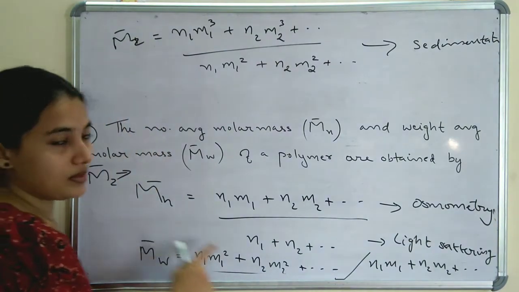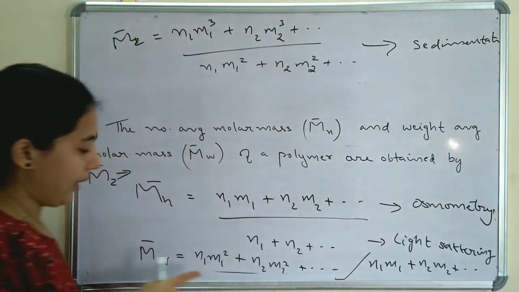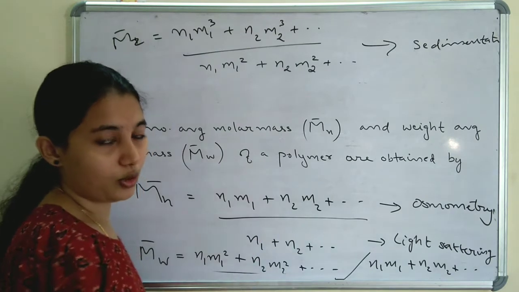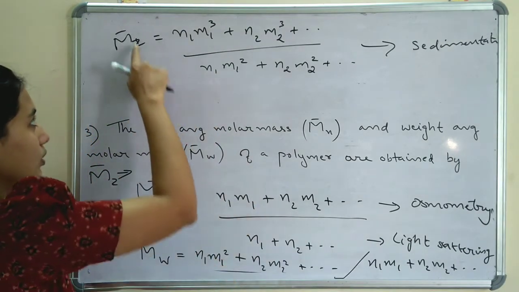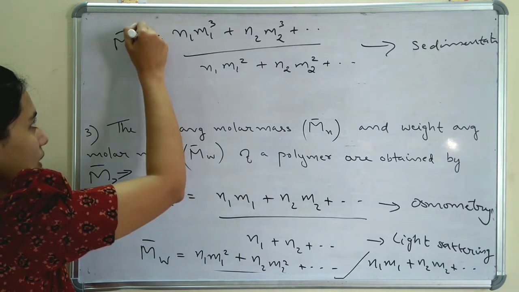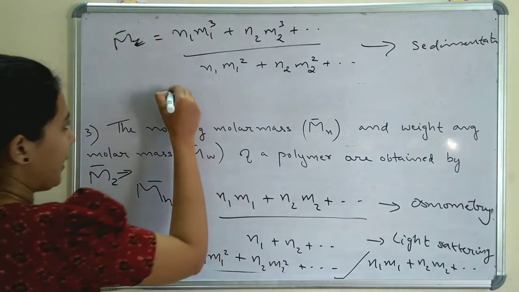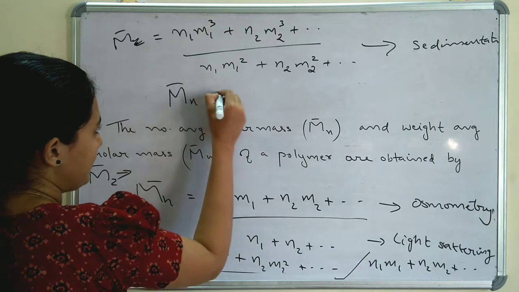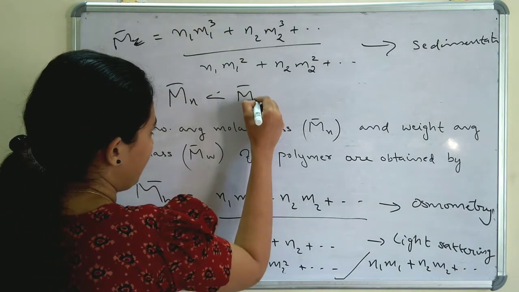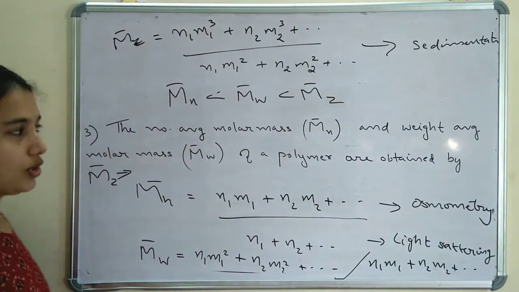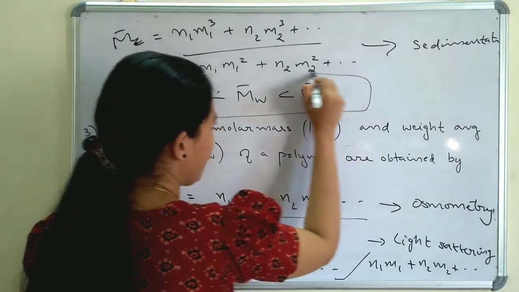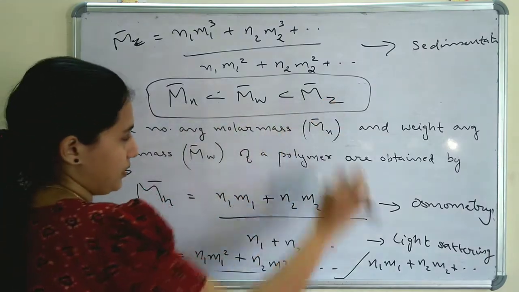So M bar n is determined by osmometry, then M bar w by light scattering or laser light scattering method, and M bar z by sedimentation method. And M bar n is less than M bar w, which is less than M bar z. So this is the order. This value is greater here.